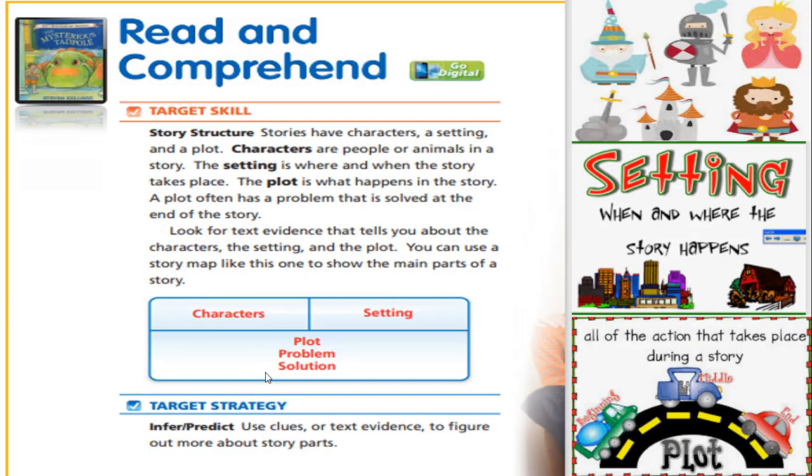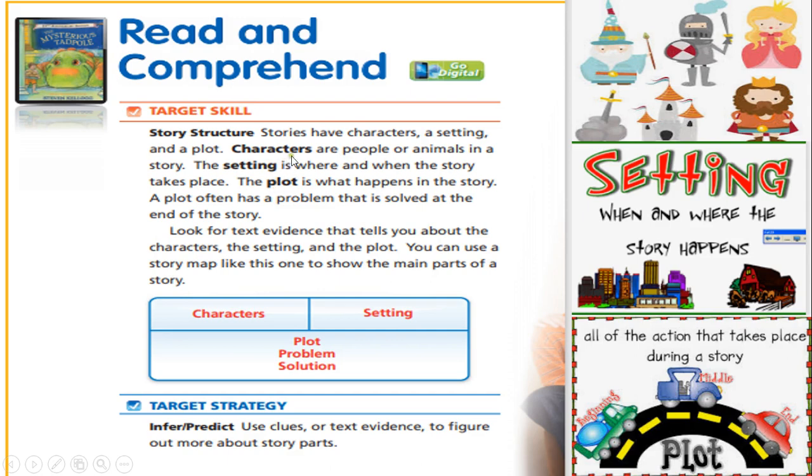The first thing that we will come across is Read and Comprehend. In Read and Comprehend, we will learn about the target skill. What skill do we need to acquire during this selection? The first thing that you need to be fully aware of, fully capable of, is recognizing story structure. What does that mean? The story structure has main parts: characters, setting, and plot.